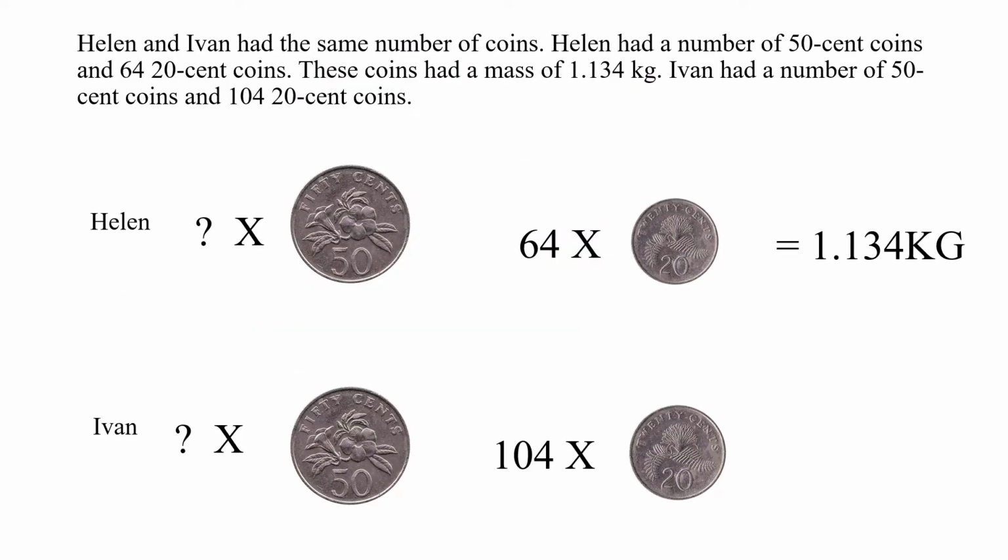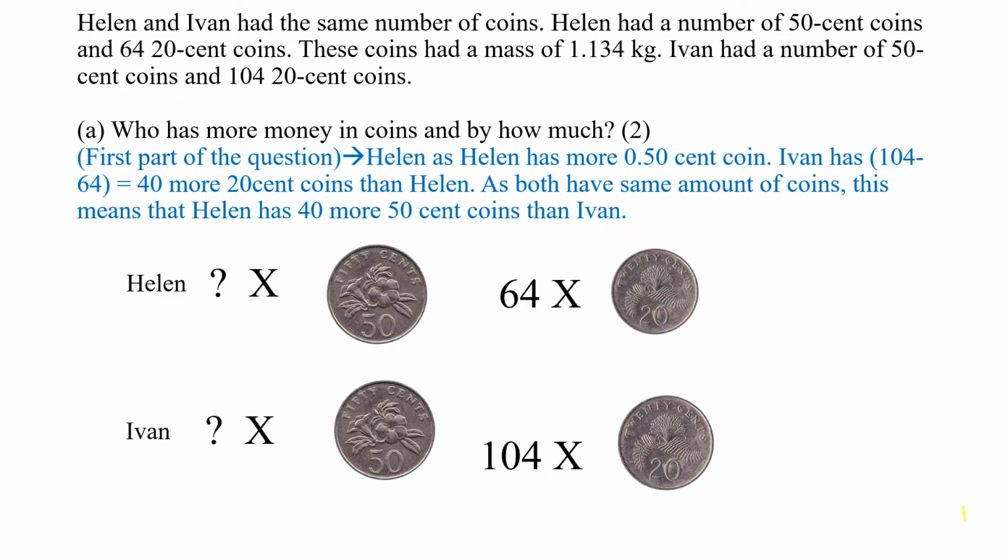This question can be represented by the diagram below. So Helen has an unknown number of 50-cent coins and 64 20-cent coins. And this adds up to a mass of 1.134 kg. Ivan had an unknown number of 50-cent coins and 104 20-cent coins. Let us solve the first part of A.